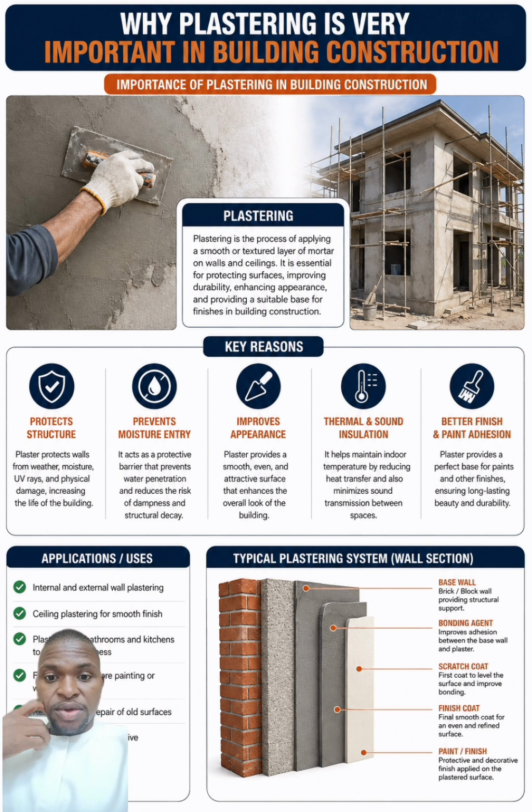The most important thing is for the plastering to protect the surface where you are using it. Maybe if you're using it on your wall, that means to protect the surface of your wall. If you're using it on your ceiling, it's also to protect the surface of your ceiling. So it helps to improve durability, enhance appearance, giving your building a good appearance, right? And providing a suitable base for finishes in building construction.